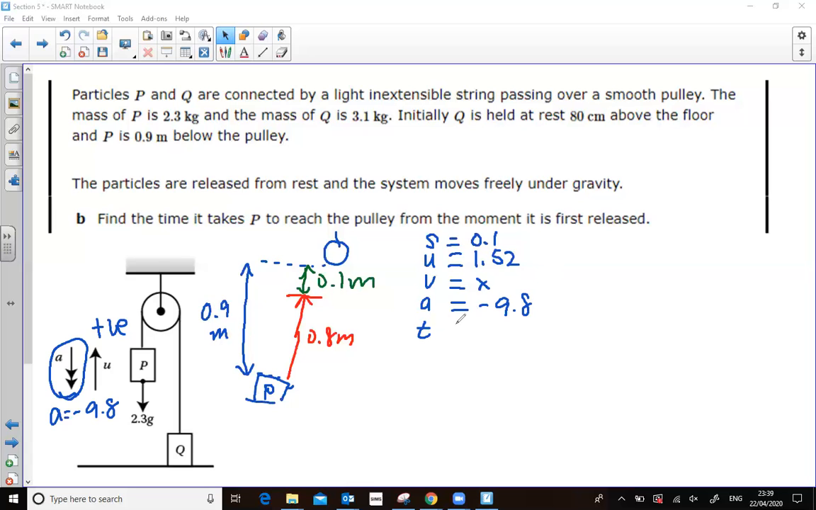Right. Now, I think we can then work out the time. So let's think.